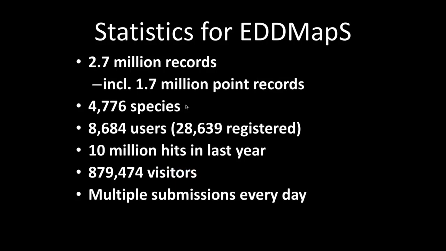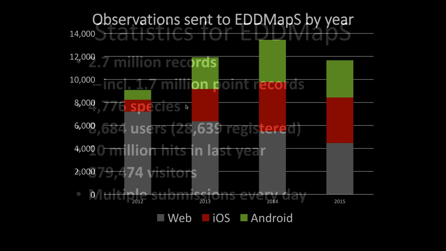Some up-to-date statistics for EDDMapS: 2.7 million records, including 1.7 million point records on over 4,700 species with almost 8,700 users. We actually have 28,000 registered users, but of those, we've got about 8,700 active users. 10 million hits last year, almost 8,800,000 visitors, and multiple submissions every day.